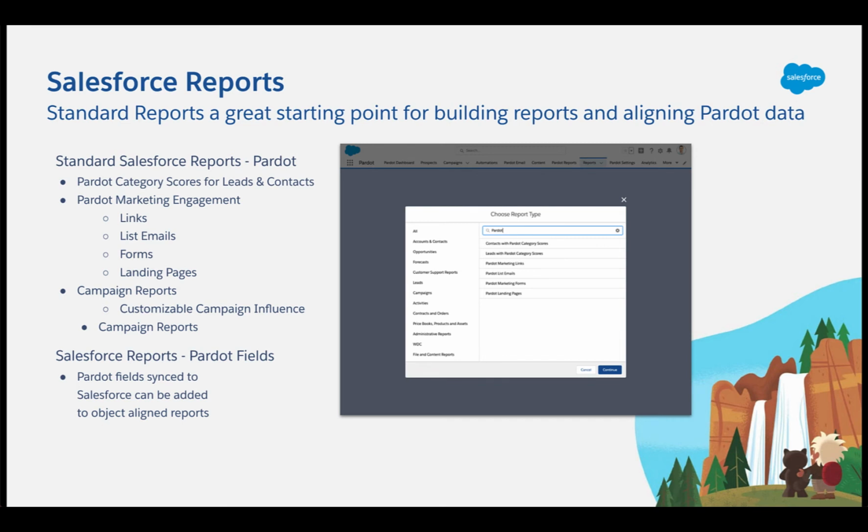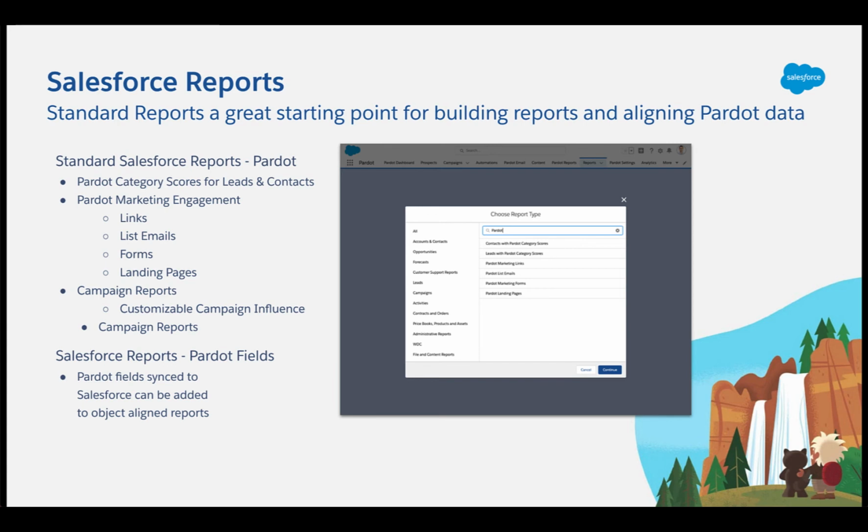Here we have an example of the different report types that can be available. So when you're in the UI, this is what it would look like when you're searching for it. If you type in Pardot into the report type, you'll notice that there are a number of reports to start from. In addition, you can also take the fields and metrics from Pardot and then add them to reports.